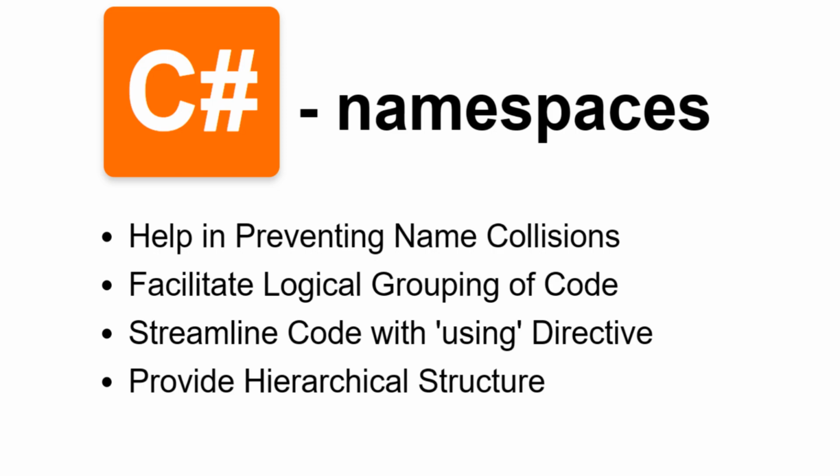Ease of use with using directive. In C#, you can use the using directive at the top of your code file to tell the compiler that you're going to be using classes from a certain namespace a lot. This saves you from having to fully qualify every use of the class with its namespace. For example, using System at the top of your file means you can just write Console.WriteLine instead of System.Console.WriteLine.